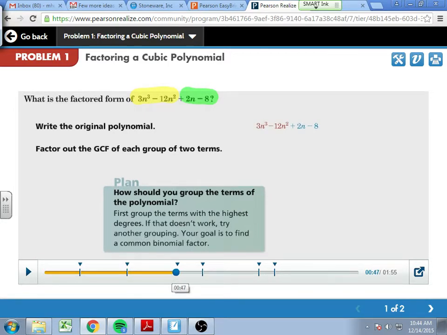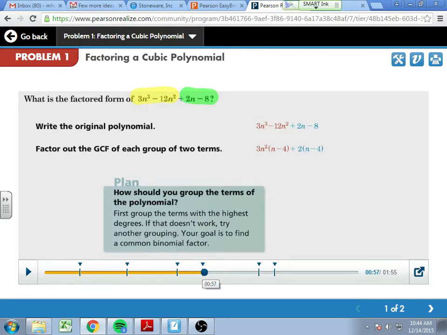So I identify 3n cubed, 12n squared, and then 2n and negative 8. I'm separating them, I'm grouping them. You could use parentheses if you wanted. Then, when I really look at that, they both share the n, so I take the highest order of n that I can, which is n squared. So I pull out the 3n squared for my first values, and I pull out just the 2 for my next. So this is what you guys want to start writing down in your notes.